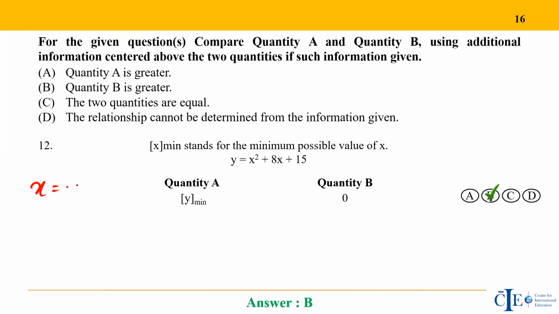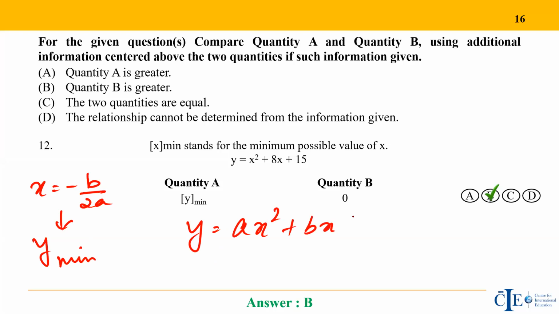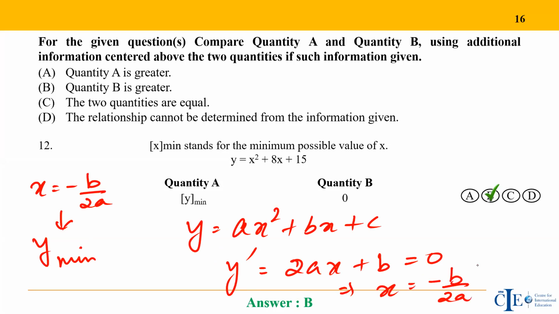So the condition is x equals minus b upon 2a, which leads to a y minimum or maximum, depending on the condition given, whether the x square term is positive or negative, and accordingly you need to figure out whether it's a maxima or a minima. Now that term can be easily figured out. That's what we used to do even in the derivative method. For a general quadratic equation y equals ax square plus bx plus c, if you take the first derivative, that gives you 2ax plus b, which we equate to 0. That leads to x equals minus b upon 2a. So that is the point at which the maxima or the minima happens, and that is what we need to use.